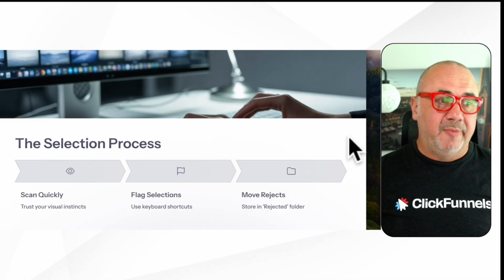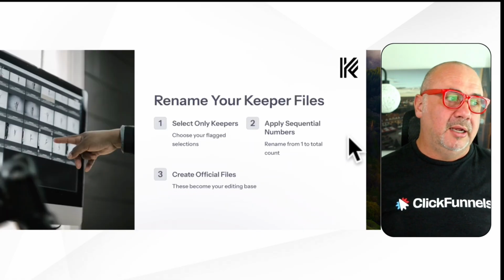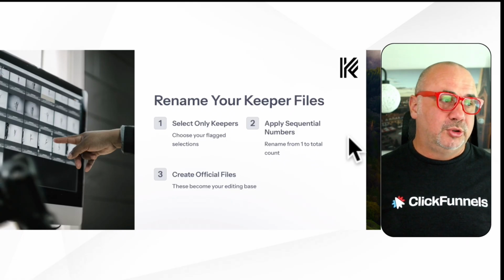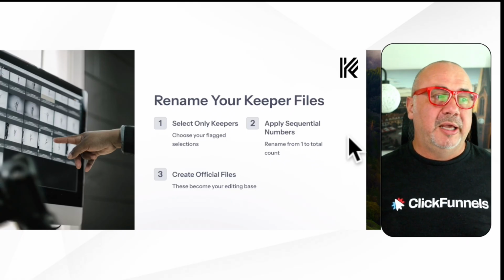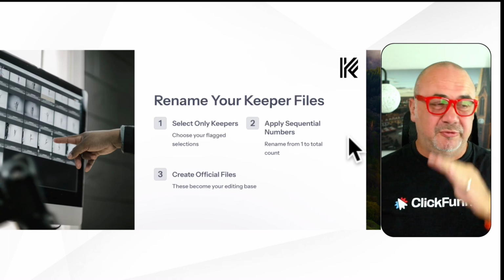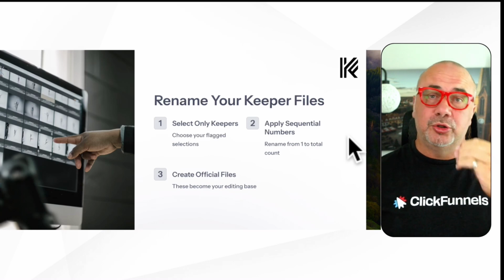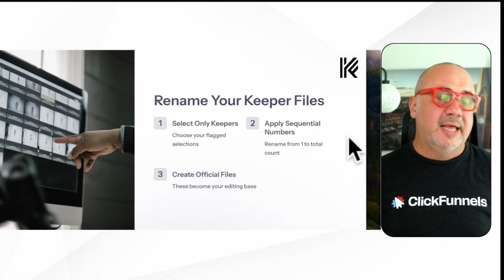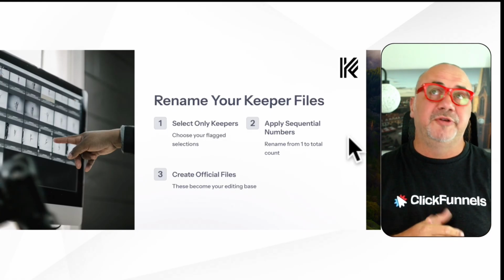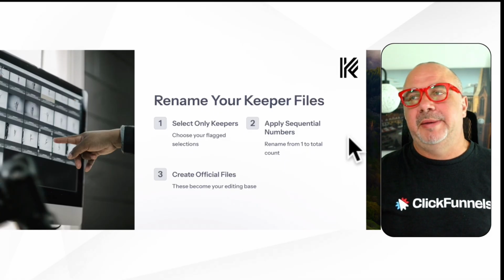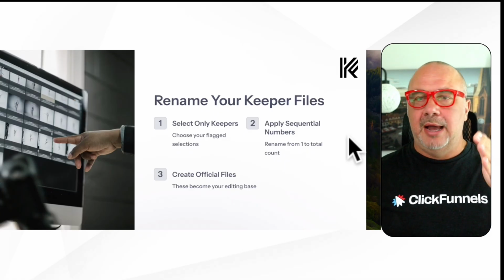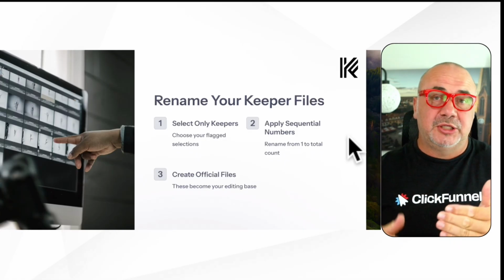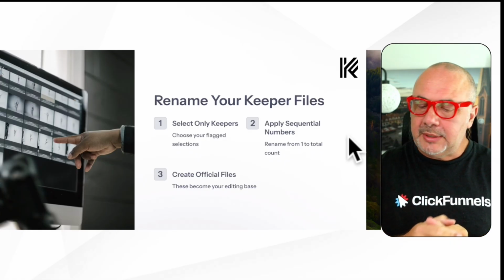And then after I have my selections, this slide talks about selecting only keepers. So choose your flagged selections, apply sequential numbers. So I go through this process of renaming again. Again, don't try to memorize anything. I'm going to show you how I'm doing this. And then I'm creating official files. What are official files? Imagine I have essentially 2 folders in a folder. One is for rejects, one is for the final files.